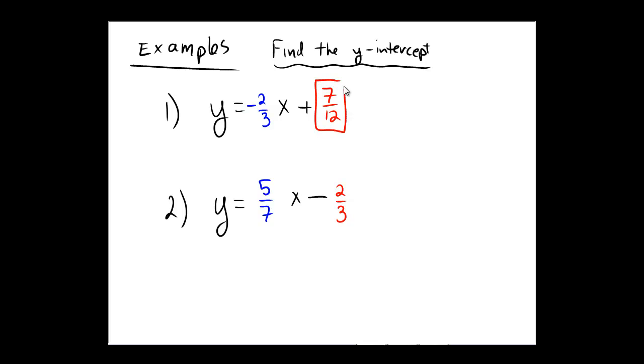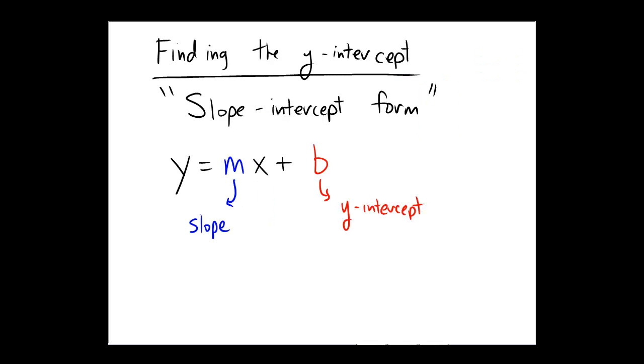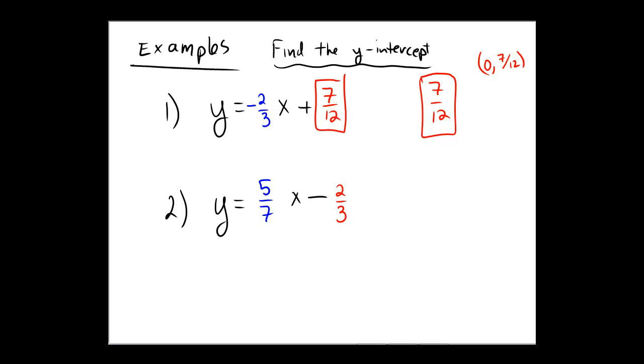So let me put a box around this and say that the answer to this problem is 7/12. That's the y-intercept. As a coordinate pair, we sometimes represent this as (0, 7/12), but I believe in other contexts we just call it 7/12. Now the second one has a little bit of a wrinkle here. Our form required plus b, but this doesn't have a plus sign, it has a minus sign.